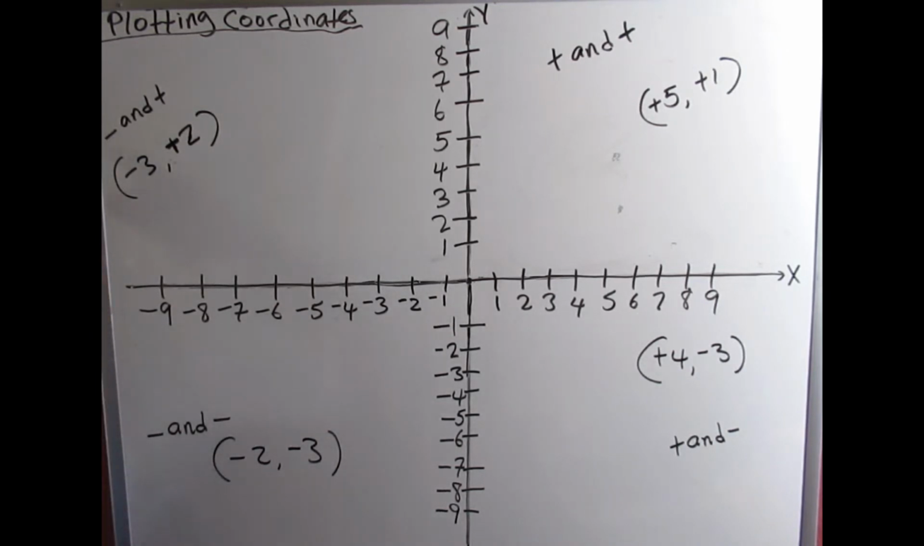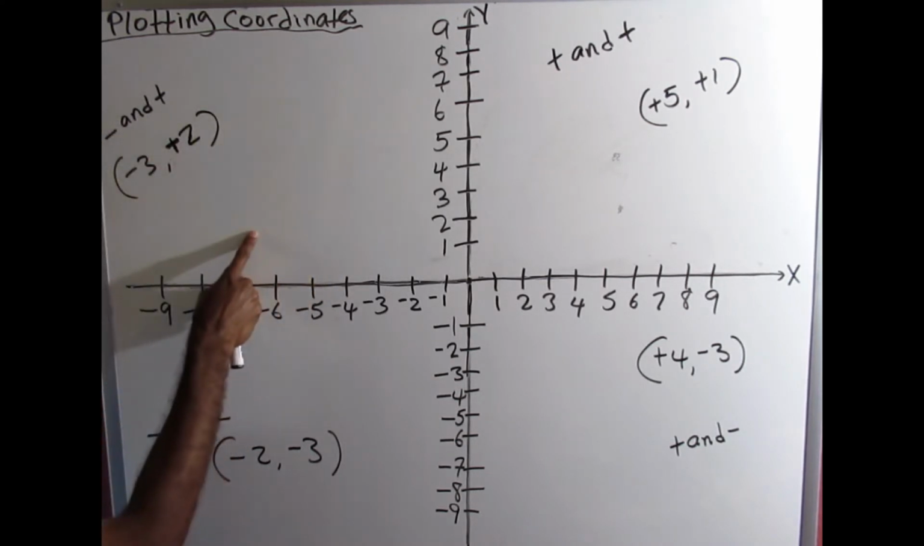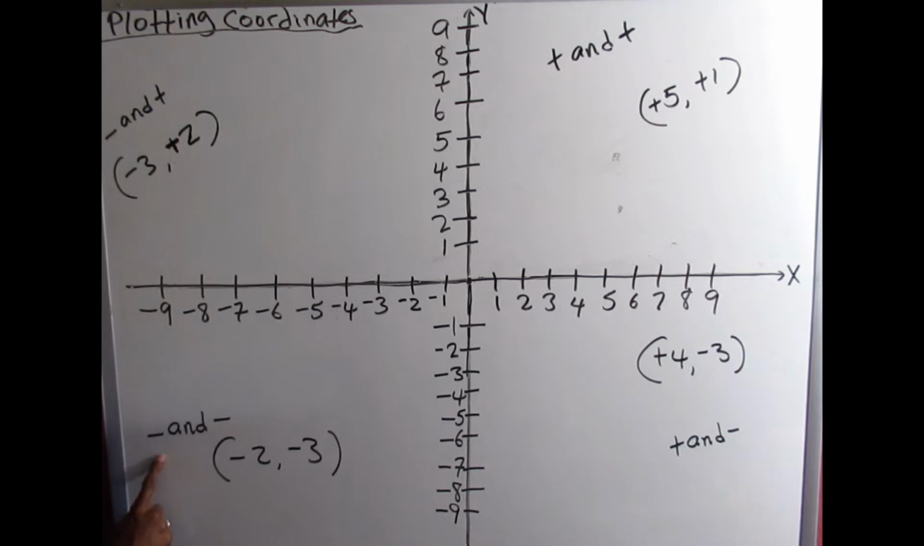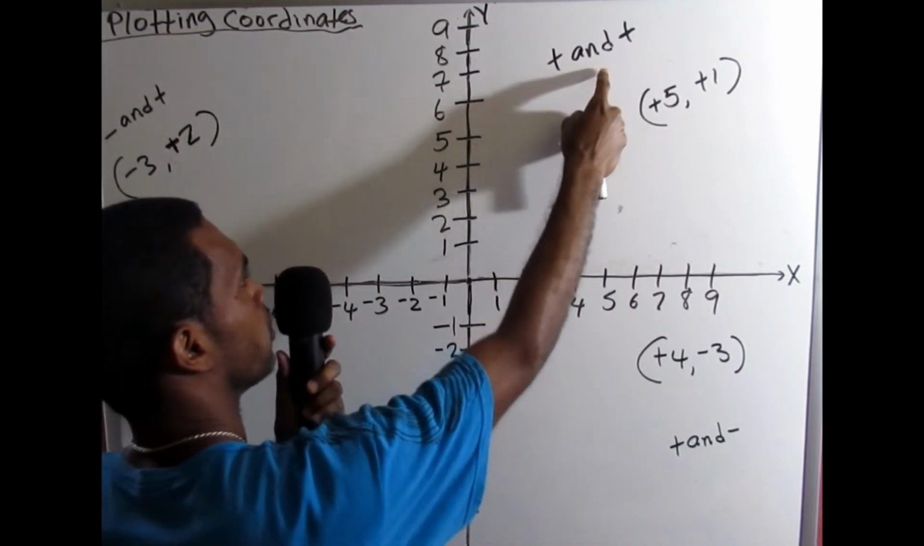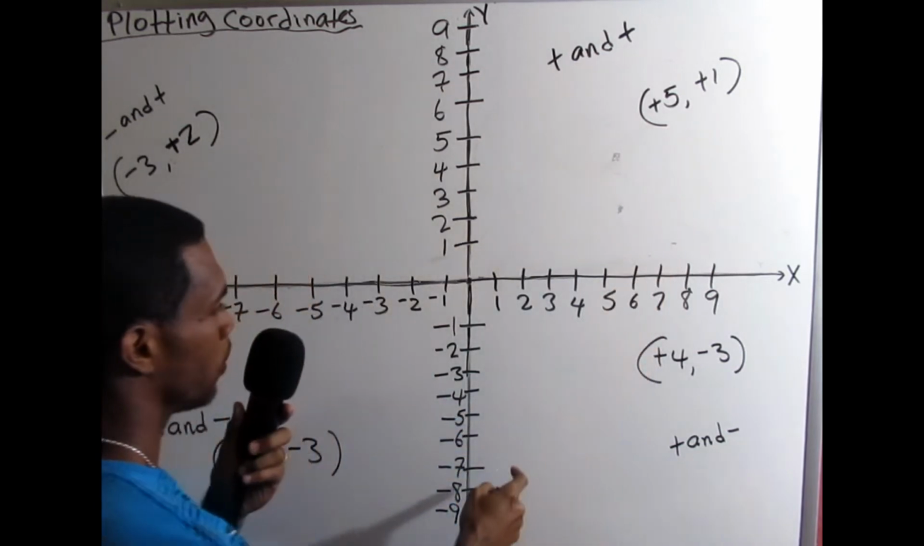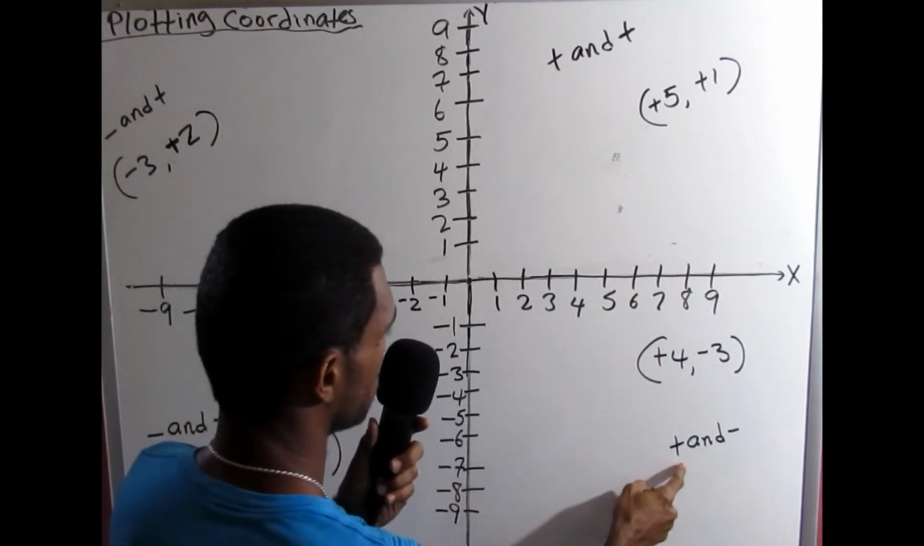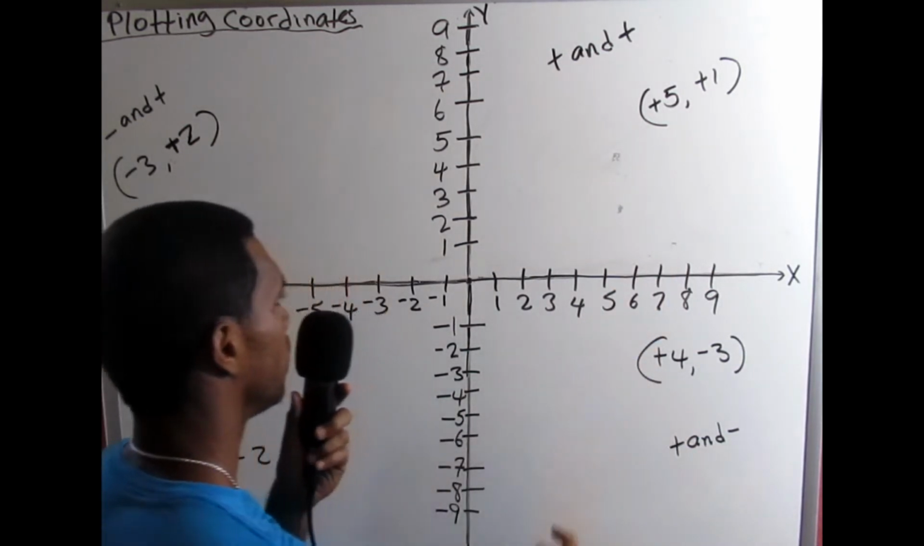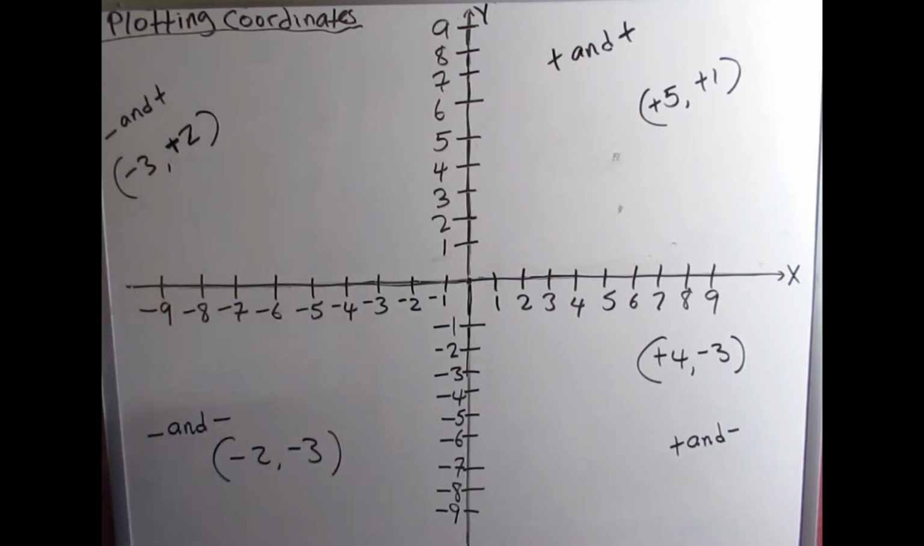As you can see, you're going to plot a negative and a positive in this section. You're going to plot a negative and a negative in this section. You're going to plot a positive and a positive in this section. And you're going to plot a positive and a negative in this section. And there are just a few more things you need to always realize.